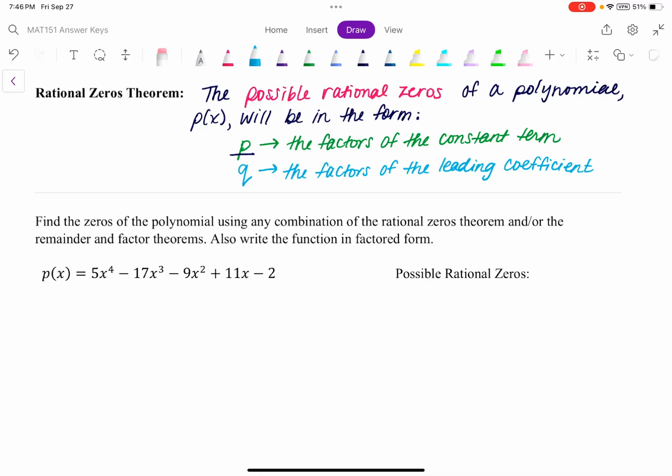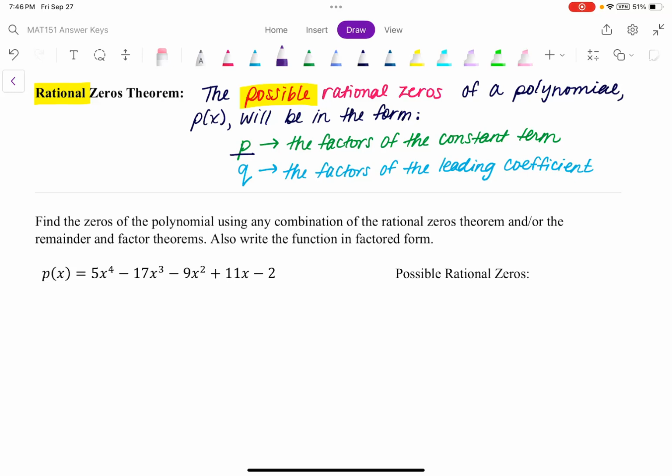In this example, we are going to use the rational zeros theorem to find the zeros of this polynomial and also write the function in factored form. So first, a quick recap of what the rational zeros theorem says. First of all, remember, it's only going to give you the possible rational zeros, and it's important that you remember what a rational number is.